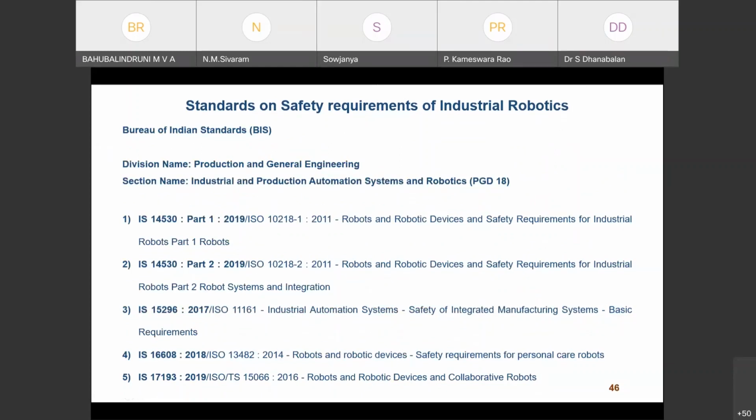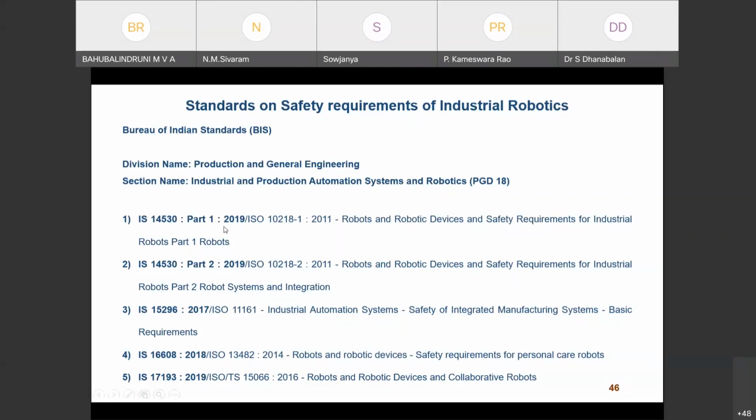If you have any recommendations for developing our own standards, you can submit them to this particular sectional committee, because the sectional committee always receives information or recommendations from various experts. Any specific recommendations on robotic systems or robot standard development, you can submit to them. They will review it and take it up for further discussion in the BIS.